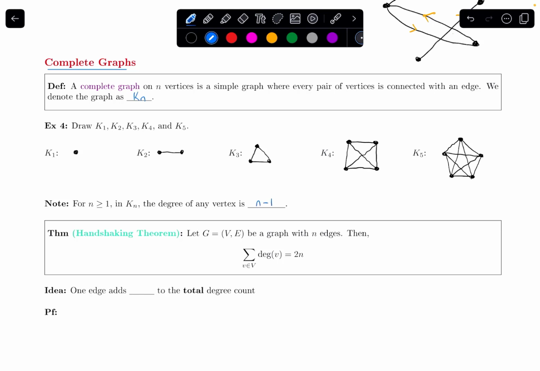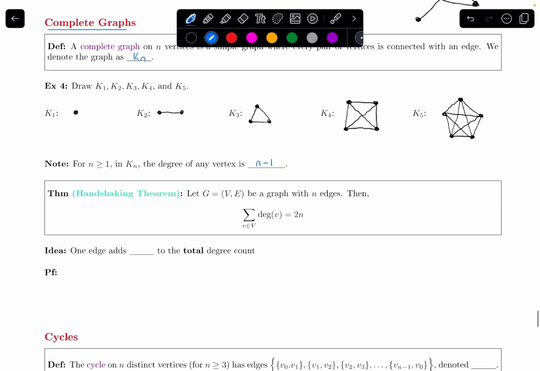All right, so I want to end this video with our first theorem about graphs. This is called the Handshaking Theorem. And I'll show why it's called that, where this term comes from. So I'm going to let G be a graph. So remember, this is my notation for graphs. V is the set of vertices, E is the set of edges, and let's say that there are n edges in this graph.